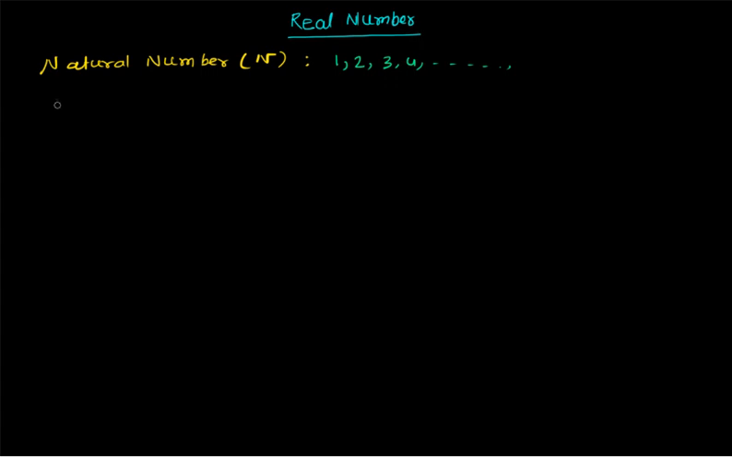After the natural numbers comes the whole numbers. This set of numbers is denoted by W. What are the whole numbers? Whole numbers are all the natural numbers including 0. So we can first write all the natural numbers, and the only addition will be 0. So 0 is a whole number, but it is not a natural number. Next comes the integers.